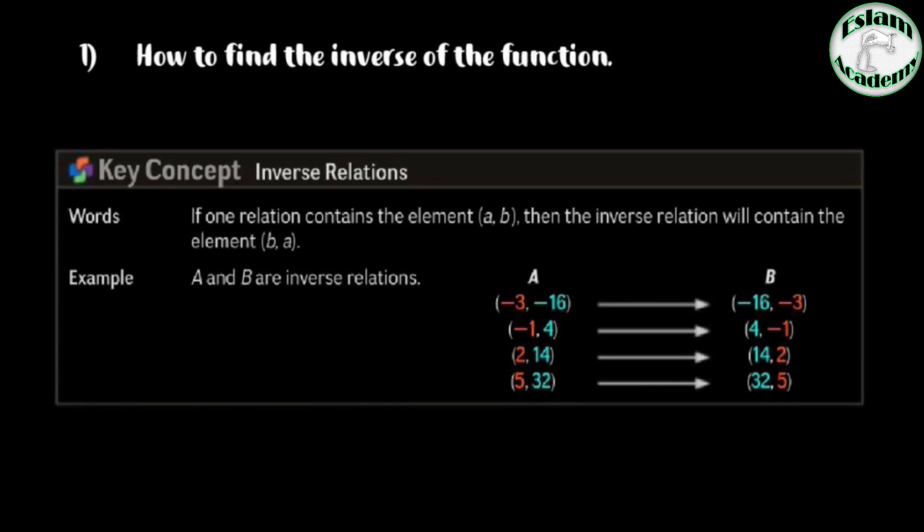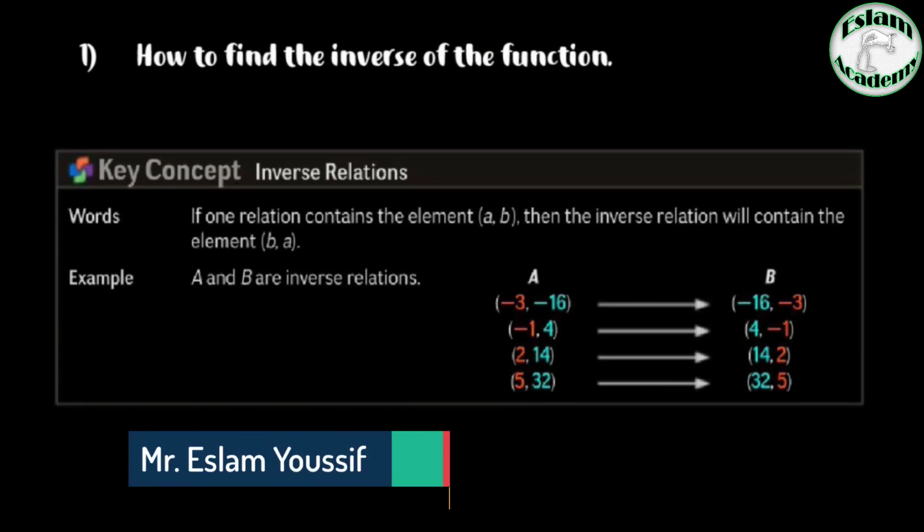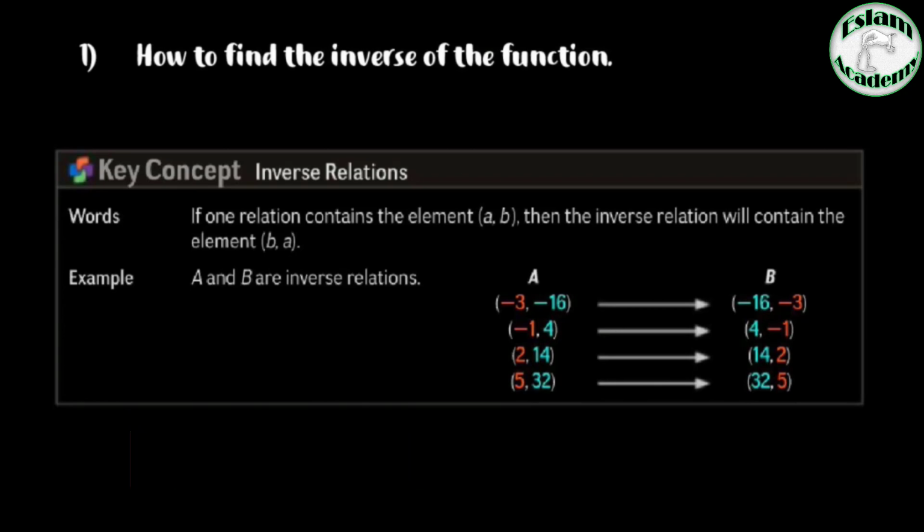For any relation formed from ordered pairs, like (-3, -16), if you need to find the inverse, just change the order: x instead of y and y instead of x. So for (-3, -16), the inverse will be (-16, -3). (-1, 4), the inverse will be (4, -1). (2, 14), the inverse will be (14, 2). (5, 32), the inverse will be (32, 5). We just change x instead of y and y instead of x.